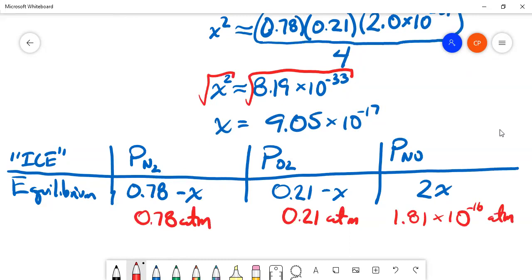We make a tiny amount of NO in the atmosphere just through normal reactivity. But that tiny amount is so piddly small as to be, for all practical purposes, irrelevant. And it's irrelevant because the equilibrium constant is so small. Questions about that? Any questions about the problem-solving technique there?